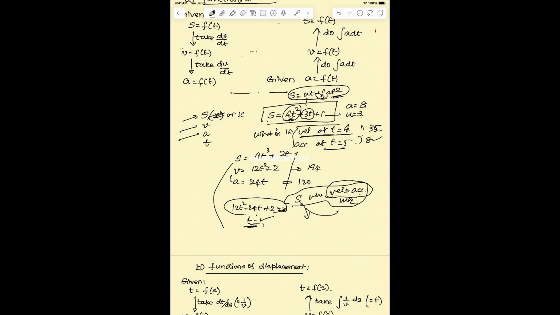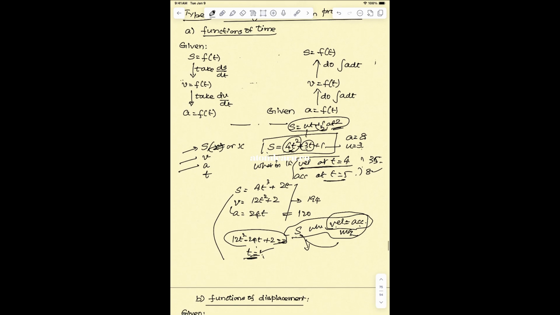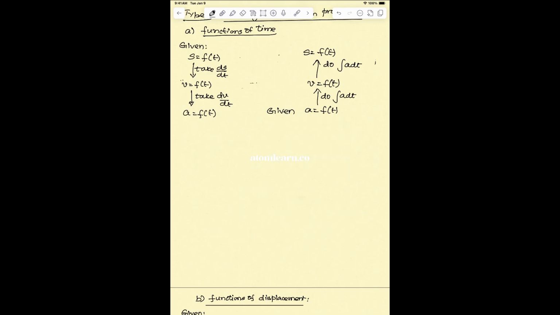Understand that such a problem is what I call a functions of time type of problem, which is actually straightforward to solve. Okay, now under the same kind of topic, namely functions of time types of problem, you may have the opposite way of asking a question.